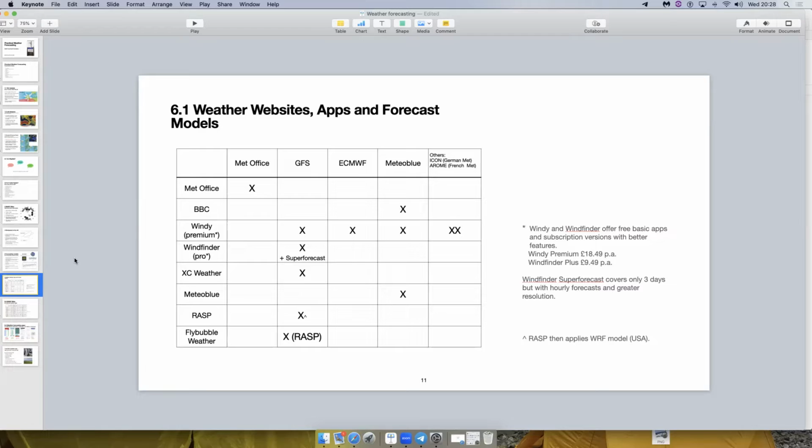Any questions on websites and apps and models? Yeah, Robin, Brian. Hi, Brian. I'm surprised to see that Meteo Blue is actually a separate forecasting model.